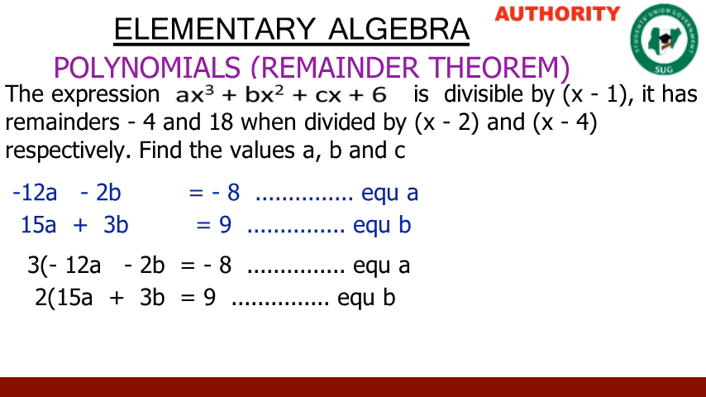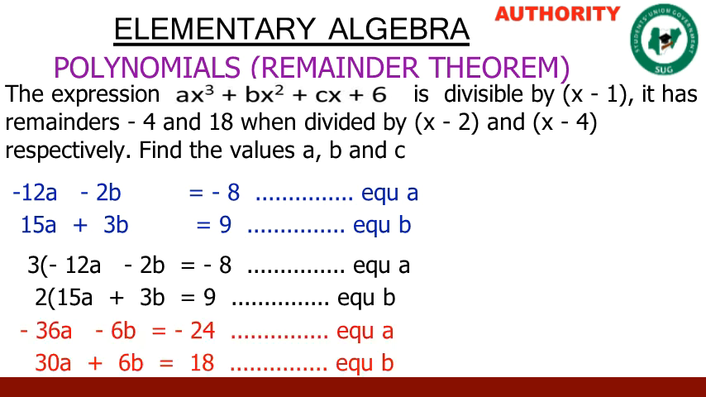3 times minus 12a will give us minus 36a. 3 times minus 2b gives us minus 6b. 3 times minus 8 gives us minus 24. All right. Good. 2 times 15a will give us 30a. 2 times 3b gives us 6b. 2 times 9 gives us 18.